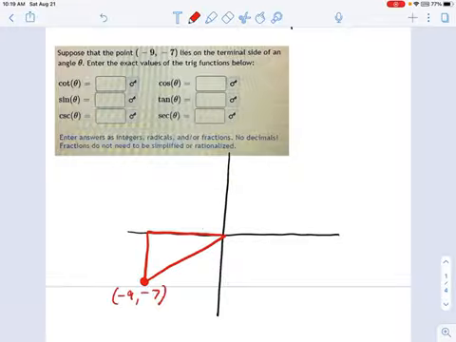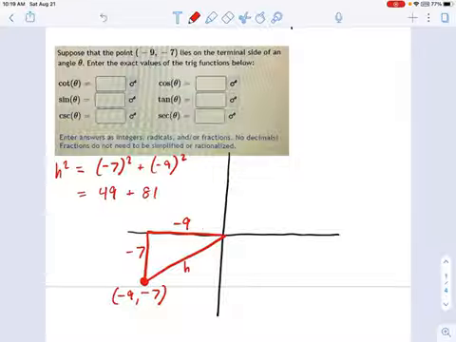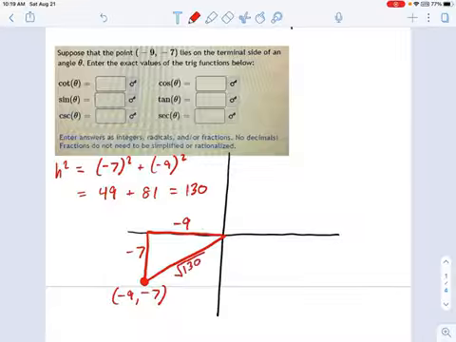So let's get that coordinate point there. -9, -7. X is -9, so that's X, and this is Y. To complete this triangle, I need the Pythagorean theorem again. I'm going to call this h over here. h squared equals -7 squared plus -9 squared. Don't worry about those negatives. Those negatives become positives when you square them. That's what negatives do. And 49 plus 81 is 130, which means h is the square root of 130. I'm going to put that on my picture right here.